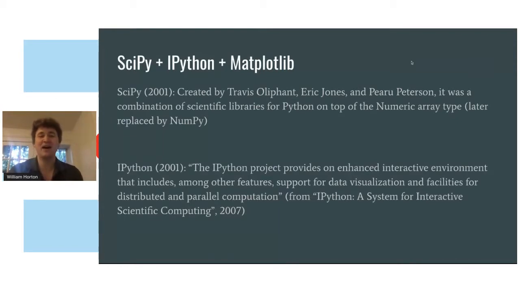So you have SciPy, which combined several in-progress scientific numerical libraries for Python. Then IPython, and this is IPython before the notebook. So there was later an IPython notebook, but this was IPython, like the terminal and some of these features around parallel computation. So IPython was an improvement on the Python environment even before they introduced the IPython notebook.